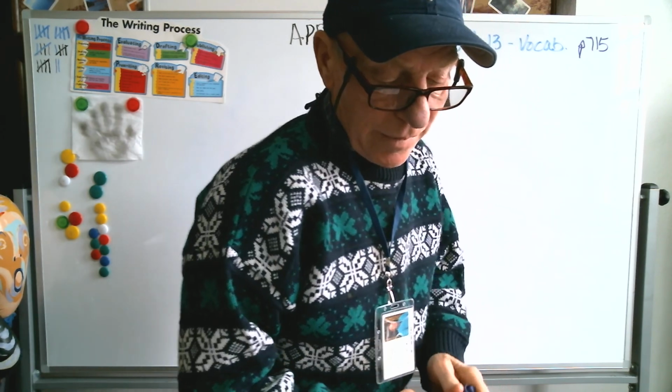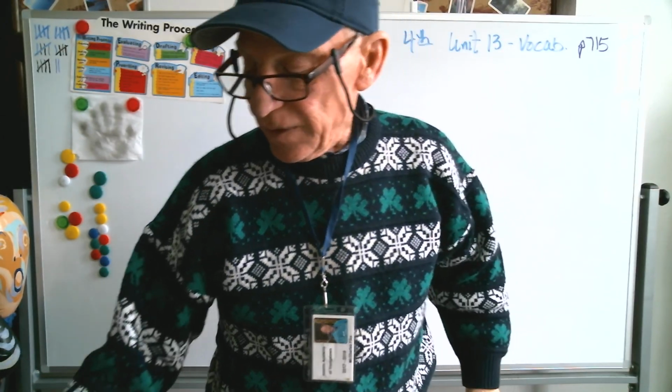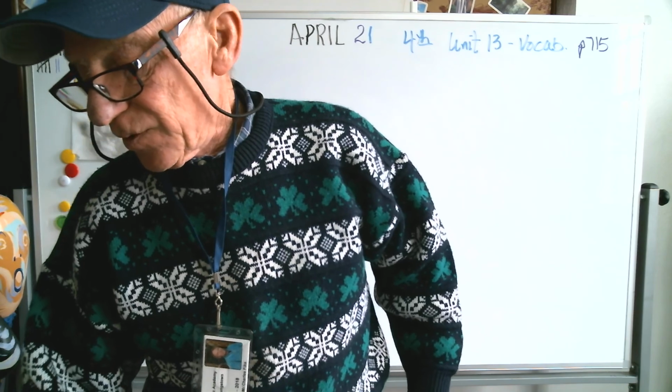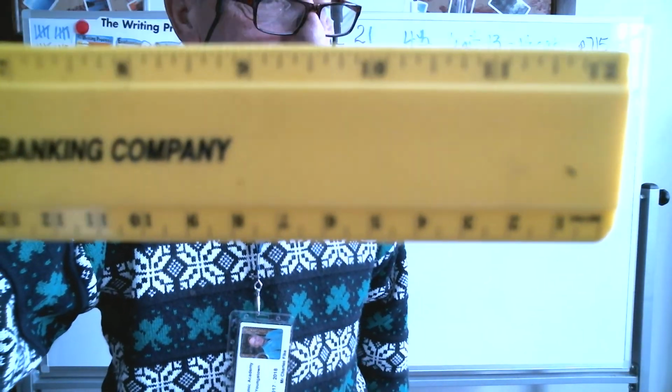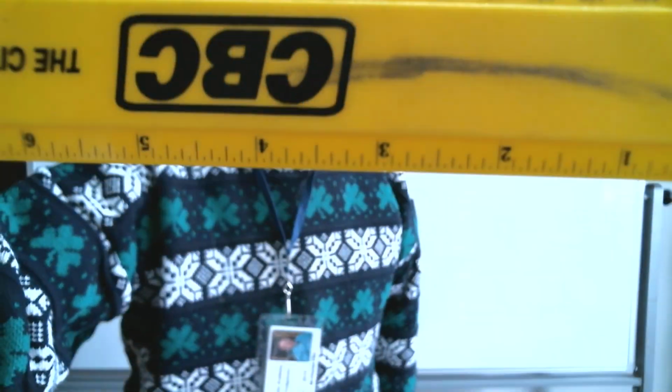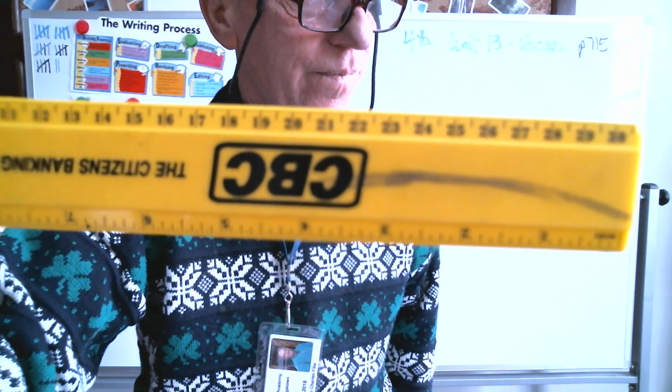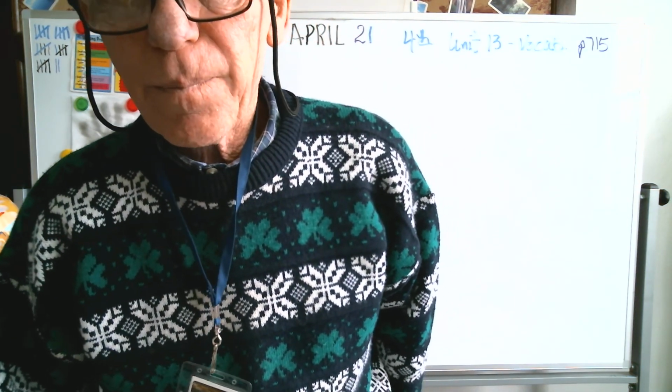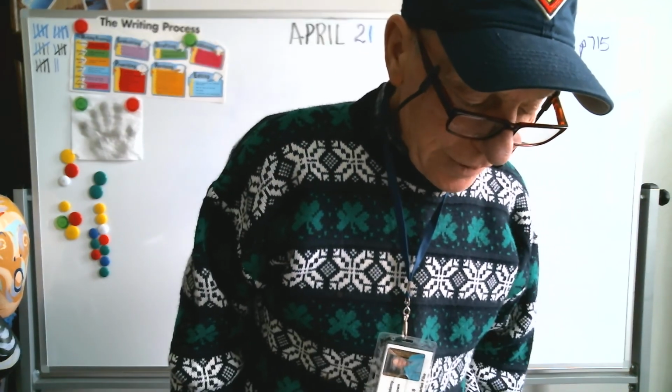Your next vocabulary word is centimeter. When we talked about centimeters, it's a metric form of measurement. Here we have a ruler, and you see inches on top. And on the other side of this ruler are metric measurements for centimeter.